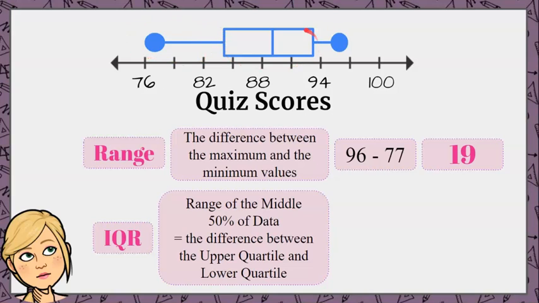But the range of the middle of our data is going to take the range of our box. So we're going to take our upper quartile, subtract our lower quartile. So our IQR is the range that represents the data inside this box. So we go from 93 and we subtract our 85, and that gives us 8. So the range in the middle 50% of our data was 8. So 50% of students scored within 8 points of each other. 100% of our students scored within 19 points of each other.